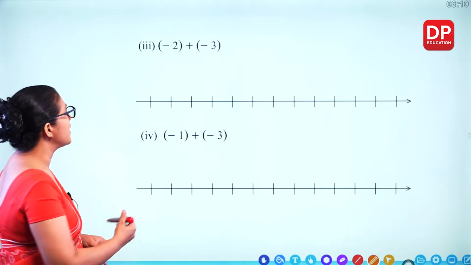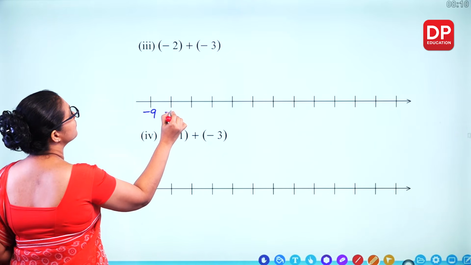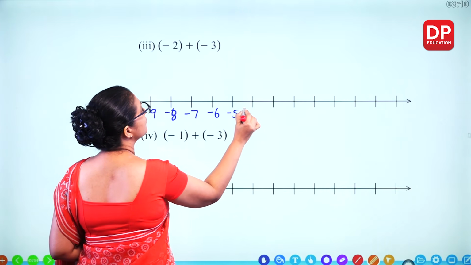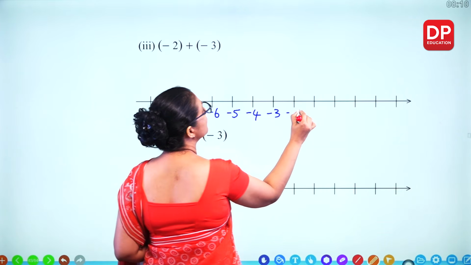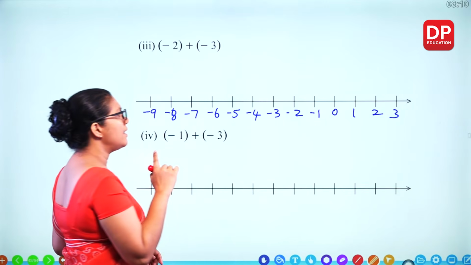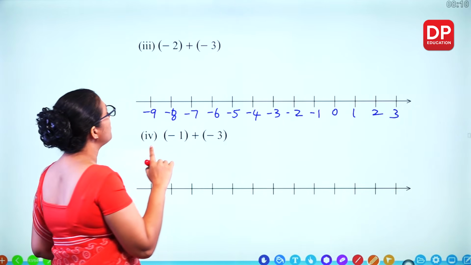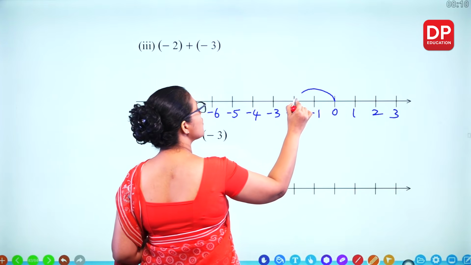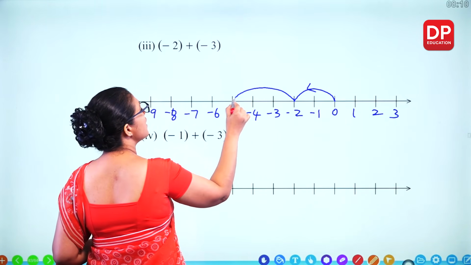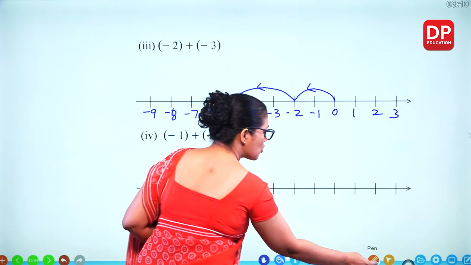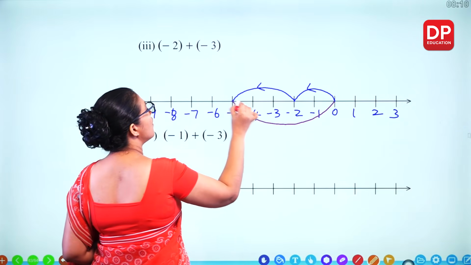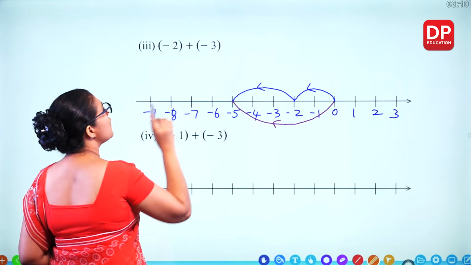Minus 2 minus 3. Know the number line, and starting from the initial point, minus 2 means 2 squares to the left. Another 3 squares to the left, 1, 2, 3. So what's the last position? Here to here now. That's minus 5.